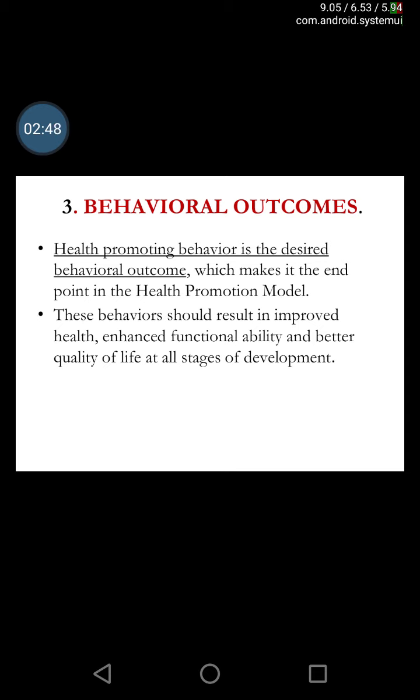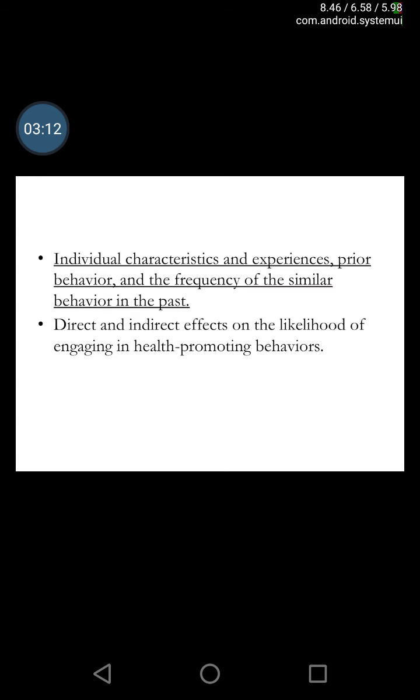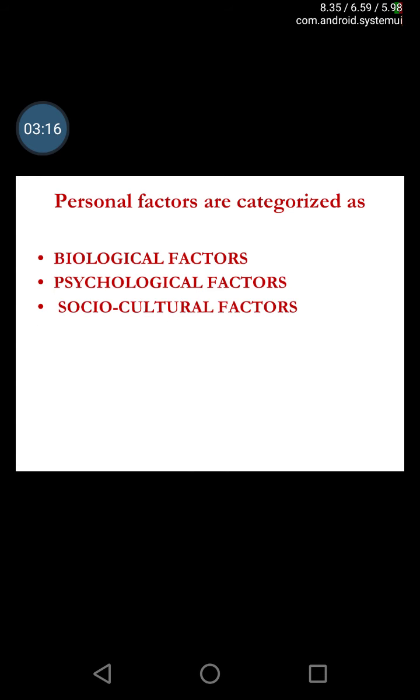And the third area is the behavioral outcome. Health promoting behavior is the desired behavioral outcome, which makes it the end point in the health promotion model. So we have seen the major areas of the health promotion model. Now we are going to see the major concepts of the health promotion model. I want to explain these major concepts from this diagram.